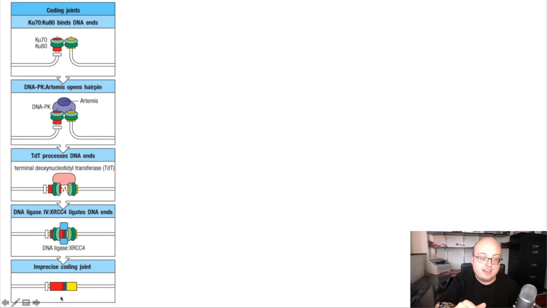Now, though, we have a functional gene, essentially, that contains both segments that we need in order to actually make the variable domain of the immunoglobulin molecule that we're trying to encode for. So that's the coding joint.